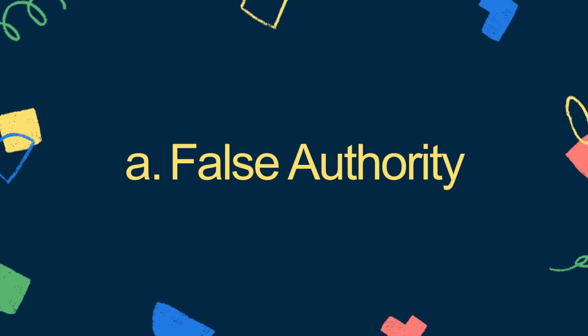Letter A, false authority. One example is an athlete endorsing underwear. We all know that an athlete should endorse sports and not underwear. When evaluating an argument, always check the relationship of the authority being used to the argument.